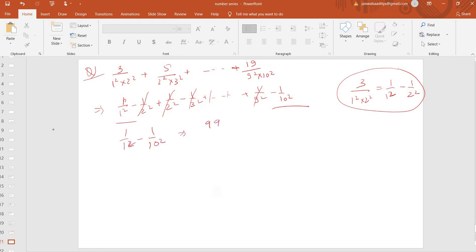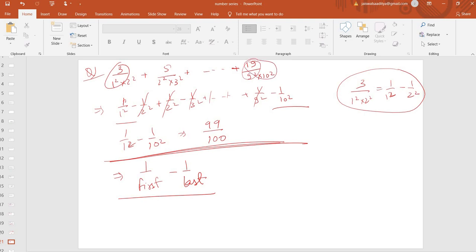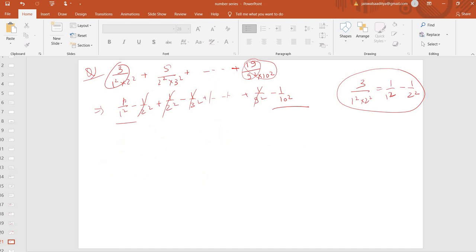So the answer will be 99 upon 100. Correct? Okay, so like that you will get the answer. So the trick is: the first is this 1 upon 1 square, the last is this 1 upon 10 square. If you solve it, you will get the answer. Just try it once. If you have any problem, you just text.